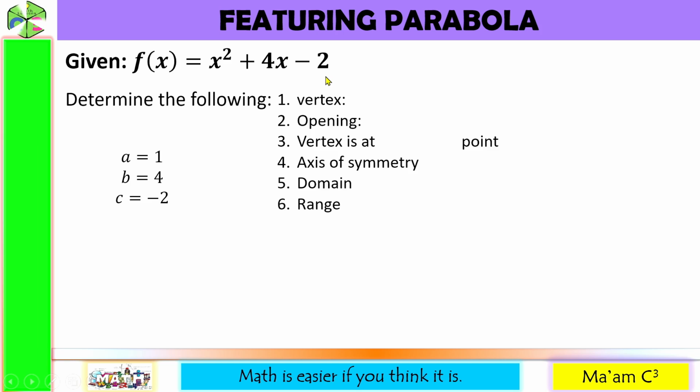Next, we're going to recall the formula for h. Let us substitute the value of b here and a here. Negative 4, 2 times 1 is 2, negative 4 over 2. And this will give us negative 2.